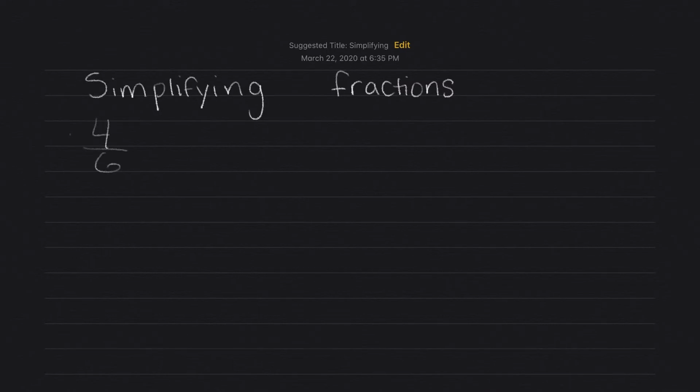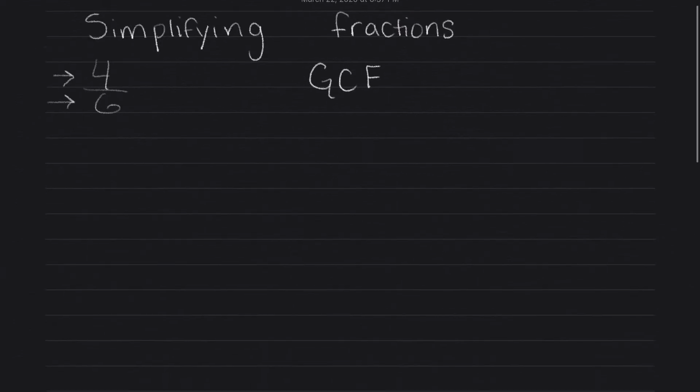Okay, when I simplify a fraction, I want to divide, and in order to divide, I want to know what is the largest number that can go into both my numerator and my denominator, which in this case are 4 and 6. In order to find out that largest number, which is called the greatest common factor, or the GCF, I need to find the factors of both 4 and 6.